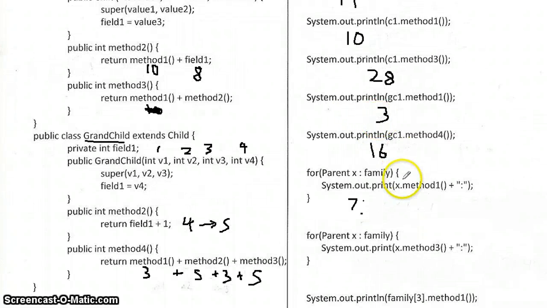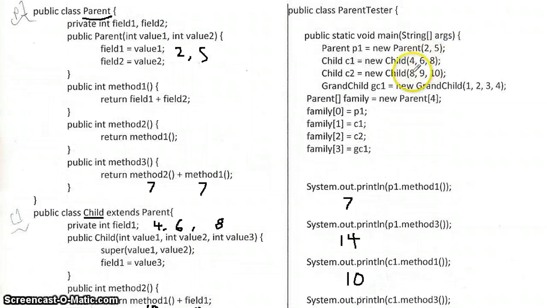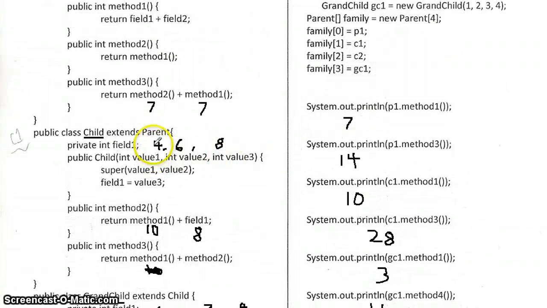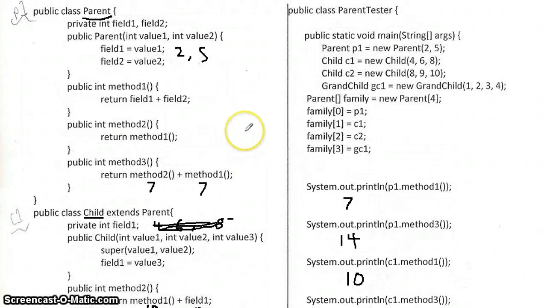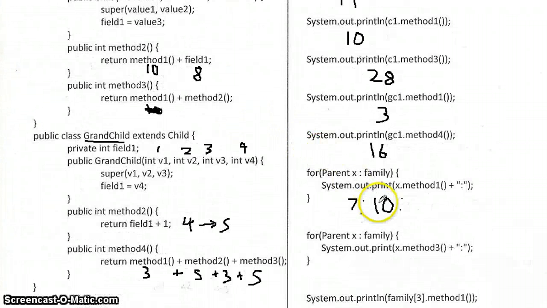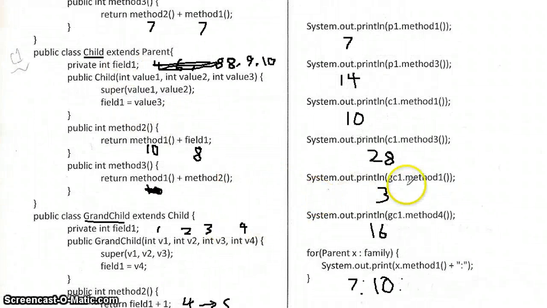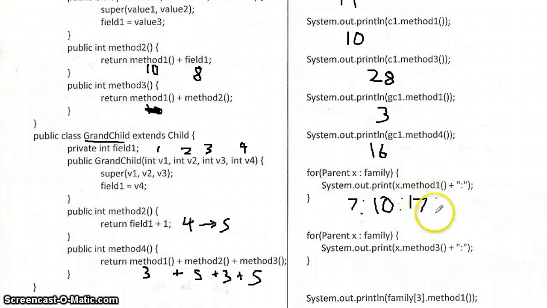And then we will get a 10 for here because of the C1.method1. We just put that in. Here, method 1 of object C2, we got to use 8, 9, and 10. So let me just cross these out right here. 8, 9, and 10. And so, method 1 returns field 1 plus field 2, 8 plus 9. This will give us 17.